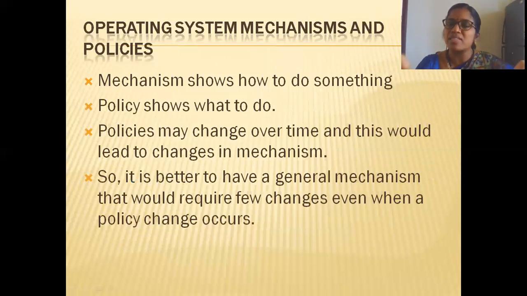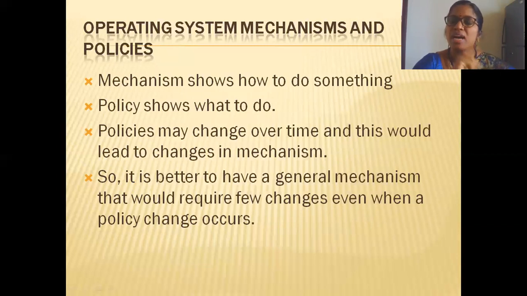So there are mechanisms and policies associated with an operating system. A mechanism says how to do something, that means how to construct something. How you have done it. If I have written a routine, it is nothing but a task. So a mechanism tells how I have done it. A policy tells what to do. That means the terms and conditions associated with the system.